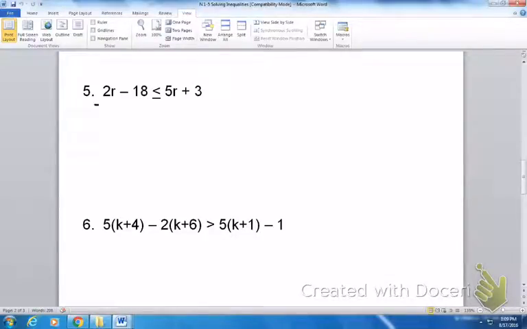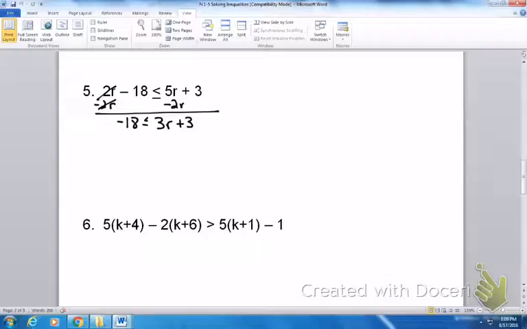Okay, sorry, had a little pen problem there. So minus 2r on both sides. The 2r's cancel, which is what we want. Then I have negative 18 is less than or equal to, well, I have 5r minus 2r leaves me 3r plus 3.